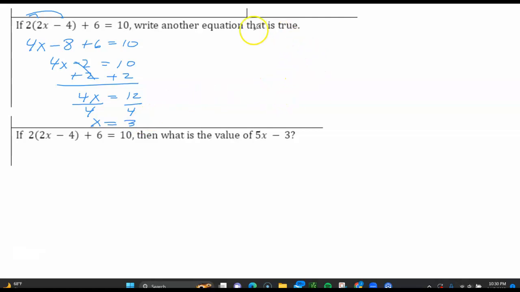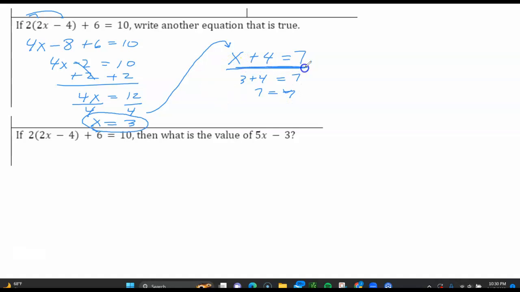The question is, can we write another equation that is true? We need to write an equation that would be true for x equals 3. We can do that with something as easy as x plus 4 equals 7. Because if we put 3 in there, it would make a true statement. 3 plus 4 equals 7. 7 equals 7 is true. So this is another equation that is true. On your page, pause the video, see if you can write your own equation kind of like this on your page.